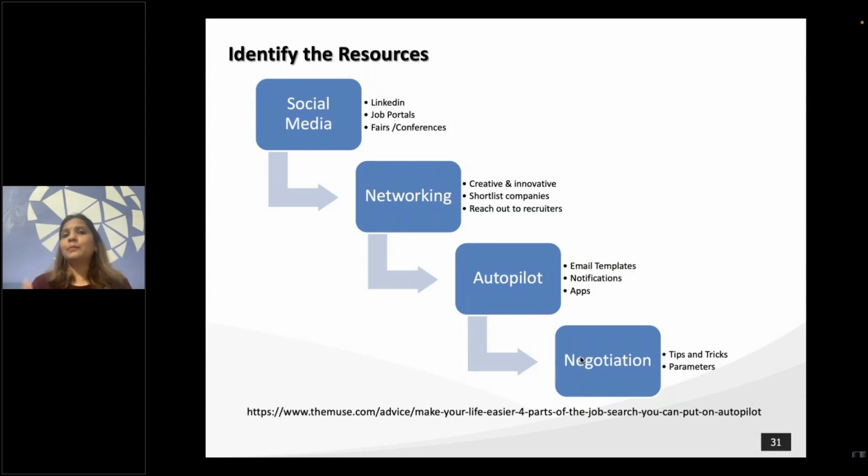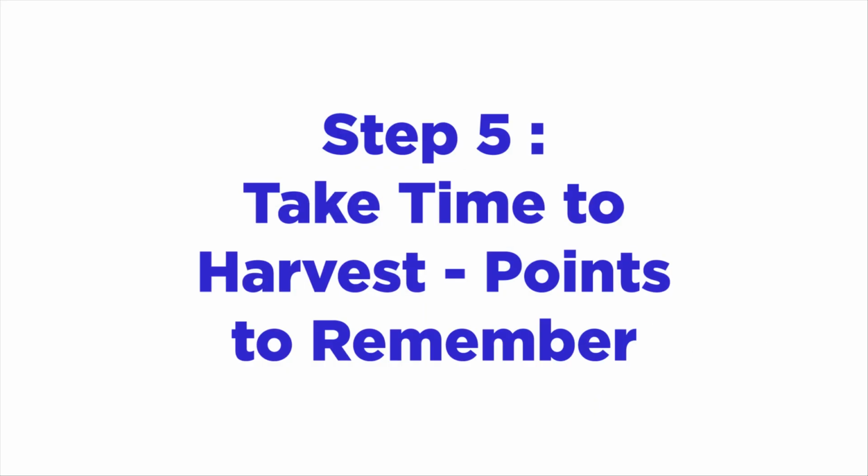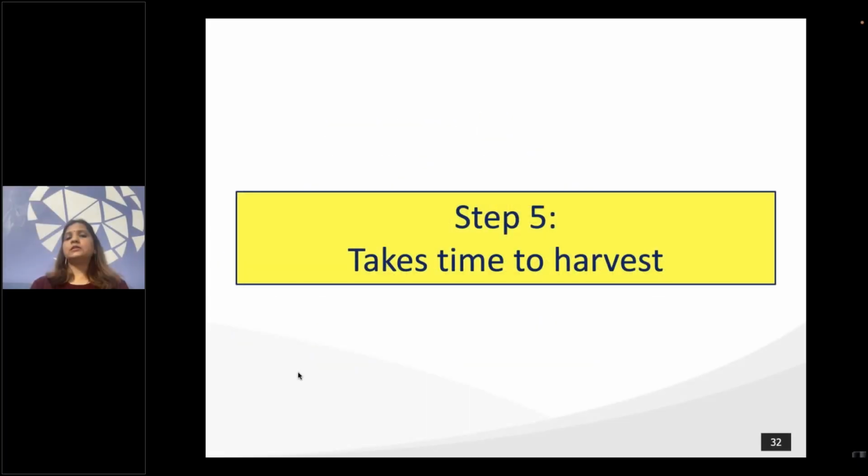So there are many parameters that go into deciding whether to accept the offer and negotiate. Once you have identified the resources which will help you reach out to the recruiters and the company, the next step is to wait for it to harvest. It takes time. It's not that you sow today and get the results tomorrow. It may take 6 months. It can even take a year.